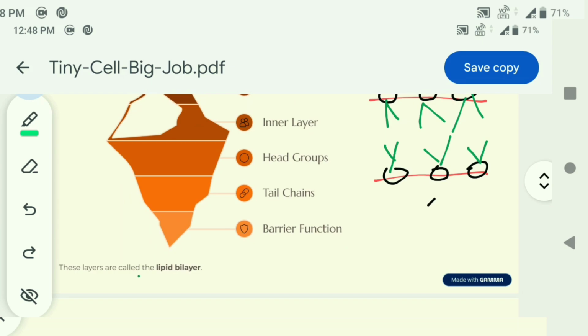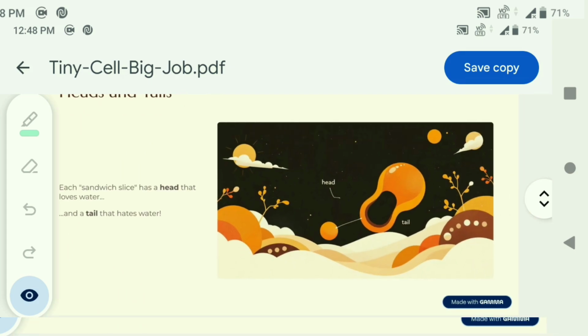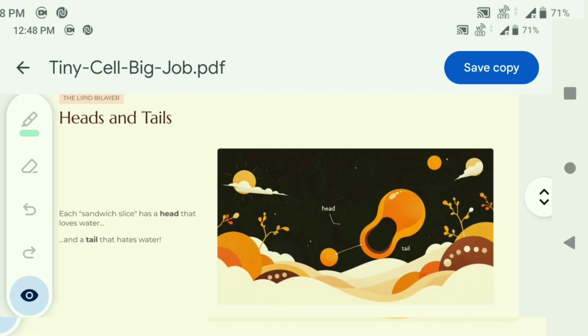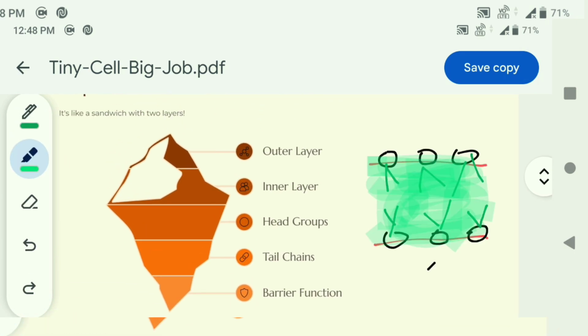These layers are called lipid bilayer, which we have drawn. This is called lipid bilayer because you can see there are two layers in the cell membrane. That's why it's called lipid bilayer. Now let's move forward. As you can see, there are heads and tails. Now one thing you have to remember. And what is the thing?